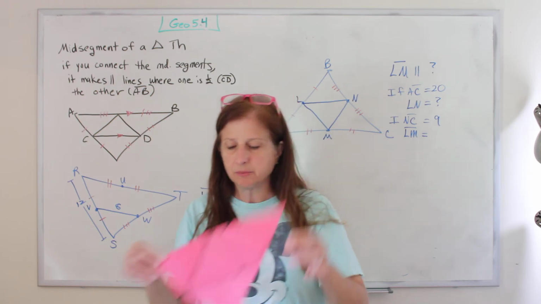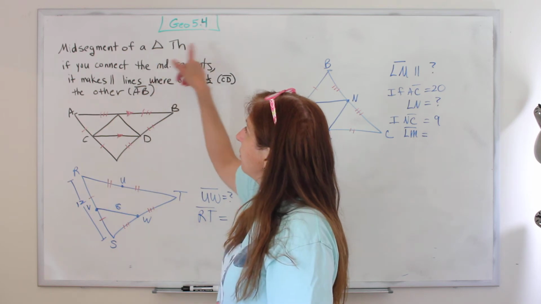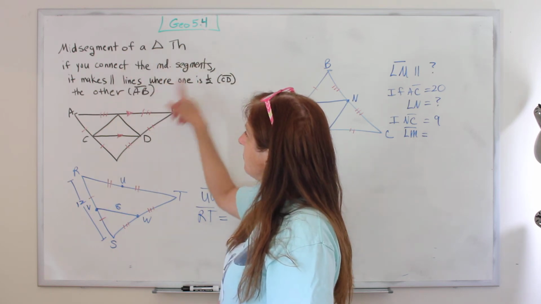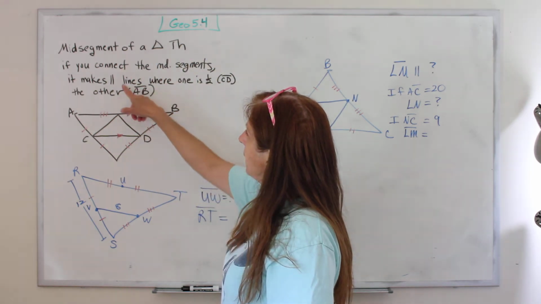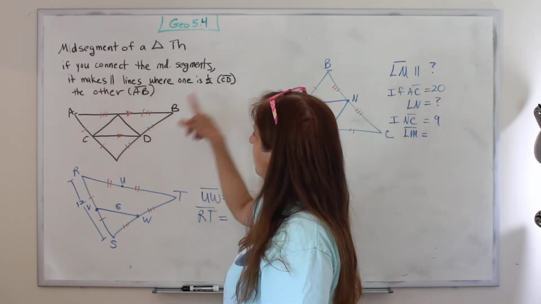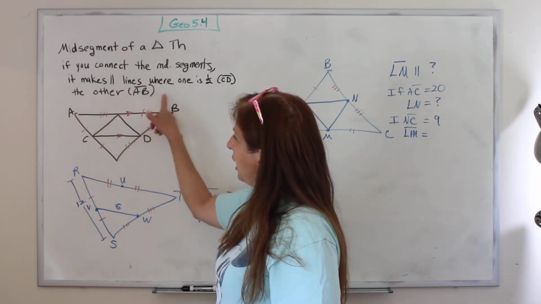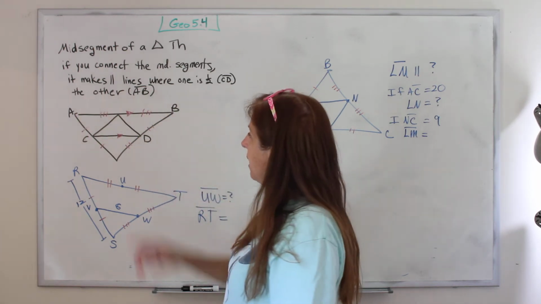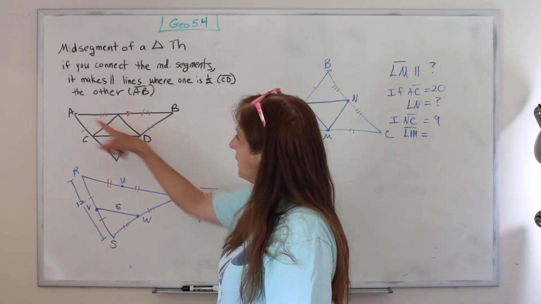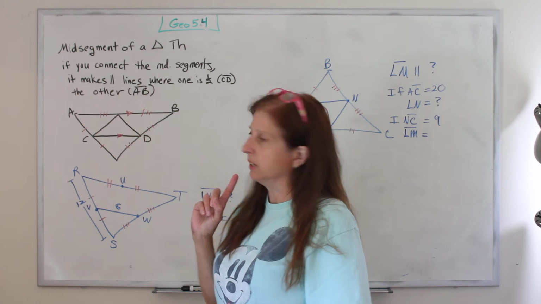Kind of makes sense? So this is called the midsegment of a triangle theorem. If you connect the midpoints, it makes parallel lines where one is half the other. So, for example, CD is half the length of AB, and AB is parallel to CD. Also, this line is parallel to that one, and this line is parallel to that one.